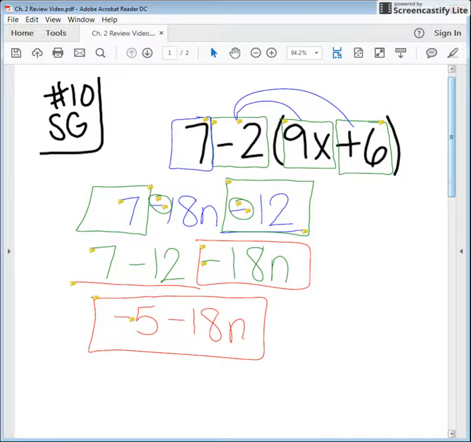It's like we have negative 5 M&Ms and negative 18n, that means boxes. So we can't combine the M&Ms and boxes into the same thing. So we are finished. That is the simplified form.